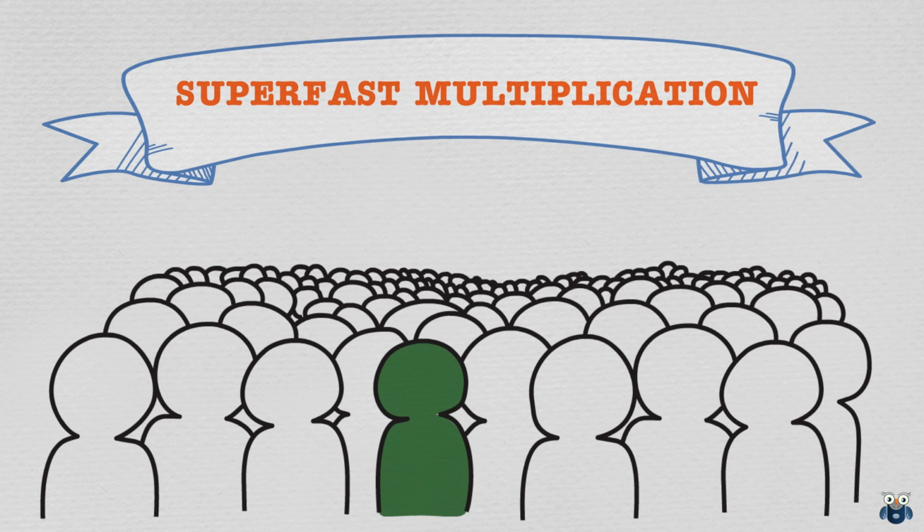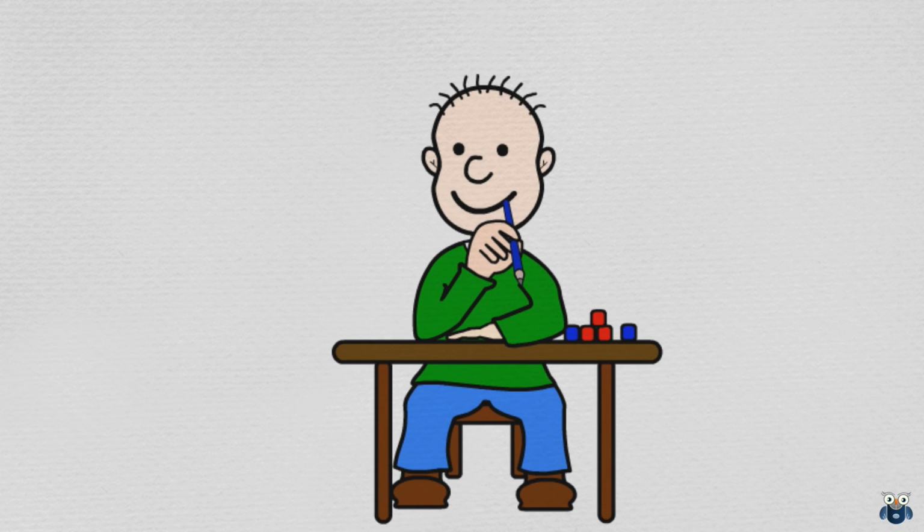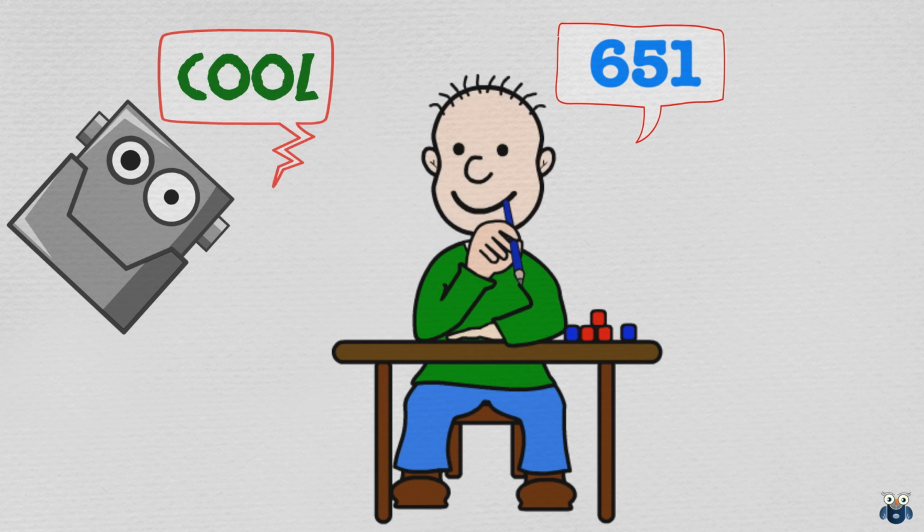In this video, I'm going to show you a super way of multiplying two-digit numbers. And once you get really good at this trick, you can do these calculations mentally. So imagine if someone asked you, what is 21 times 31? You could roll your eyes, think for a few seconds, and confidently say 651. And how cool would that be?